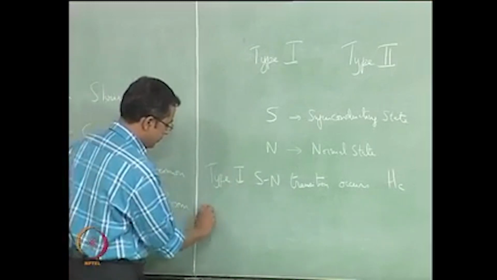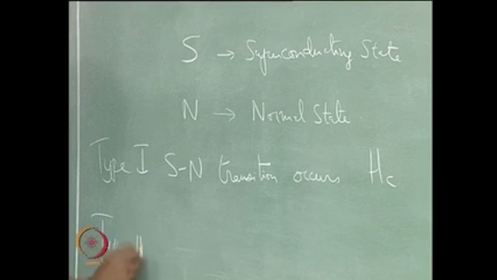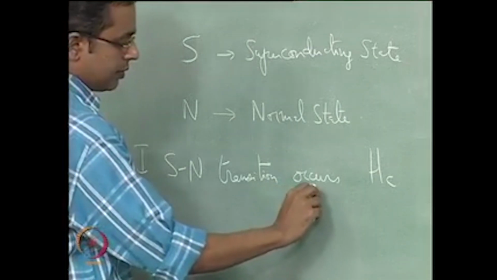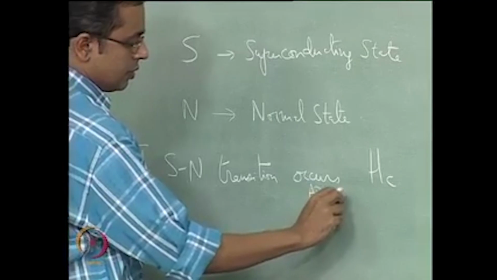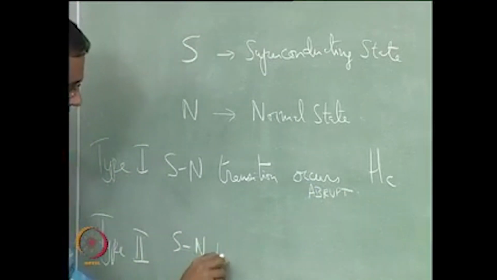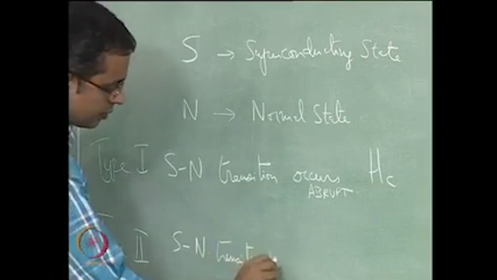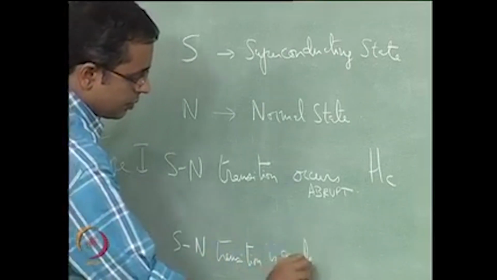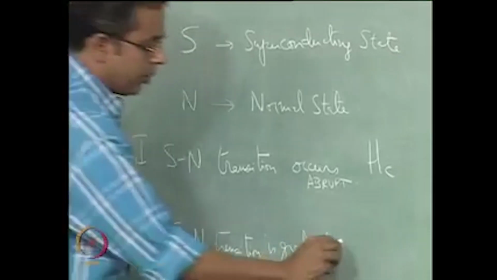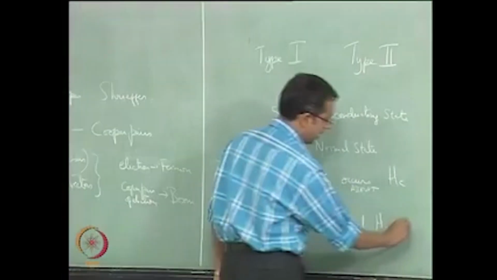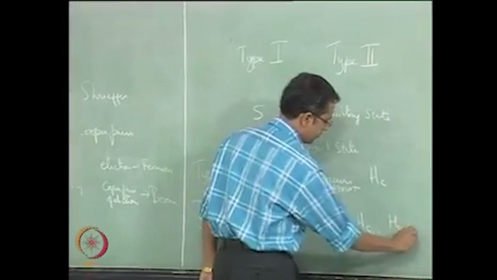For type 2, the S-N transition is gradual, whereas here it occurs abruptly. And so you actually have an HC1 and an HC2.